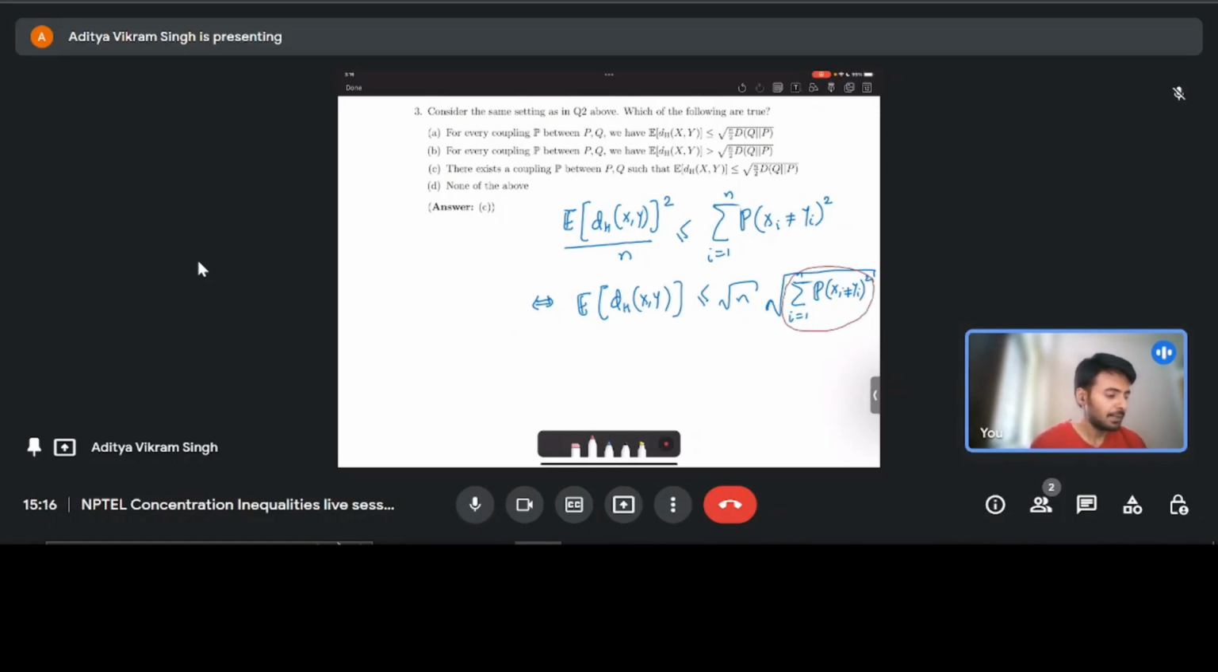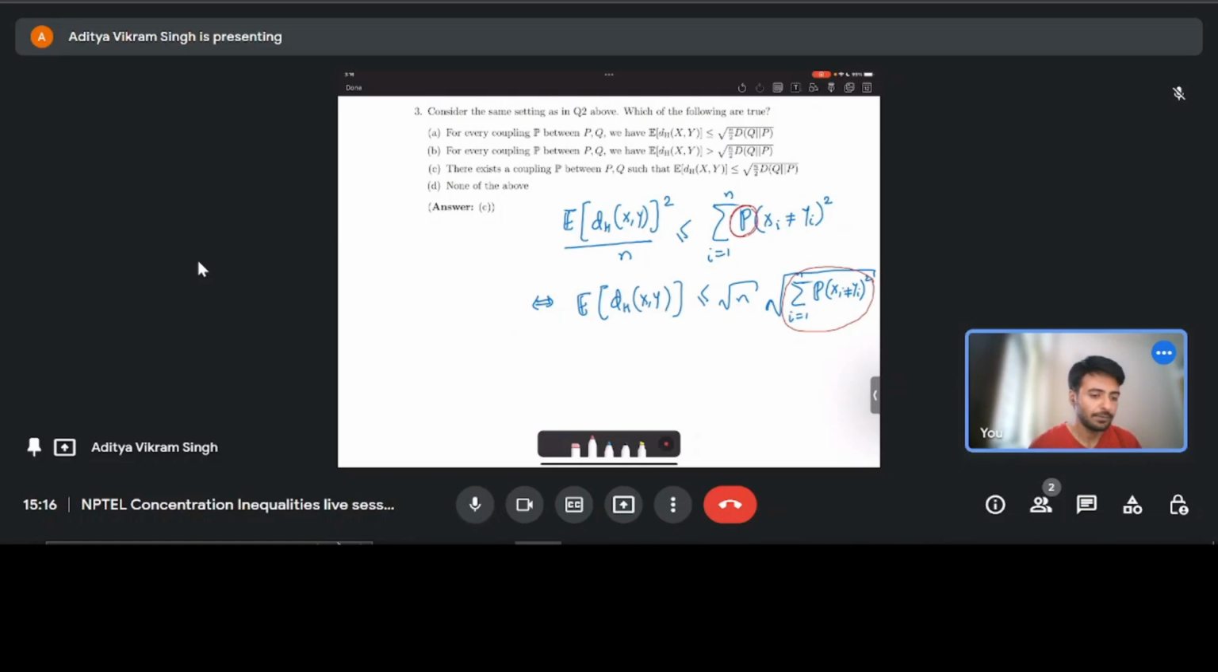So till now what we have is that the expected Hamming distance is less than or equal to square root n times the square root of the sum of squares of the probability of disagreement on each coordinate. So we have this for every coupling P. We did not assume anything special about this P here.